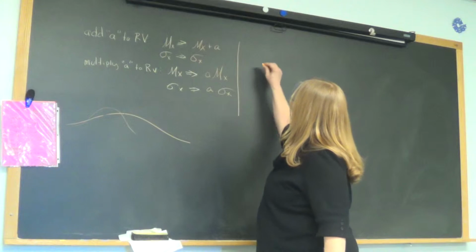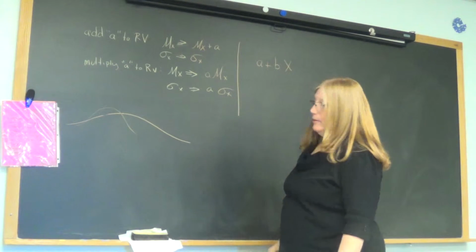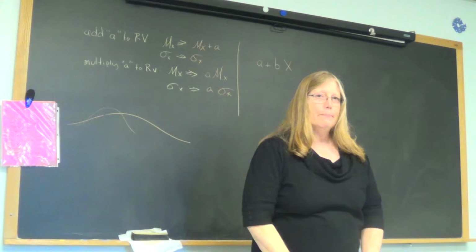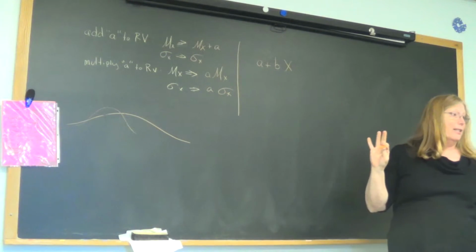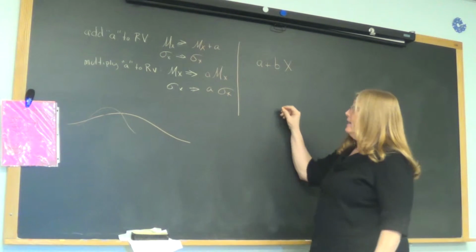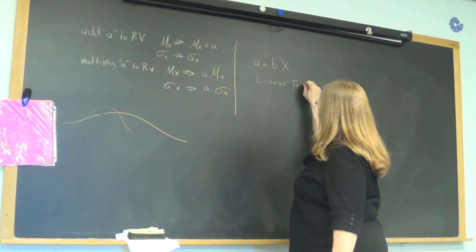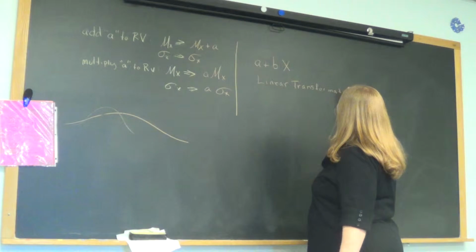So I say I added A, and I multiplied, say, by B, and I went like that, A plus BX. Do you have a name for me? Anyone write it down? All right, we'll add that to your note section there from yesterday, and that is called a linear transformation. That's where you're doing both adding and multiplying.